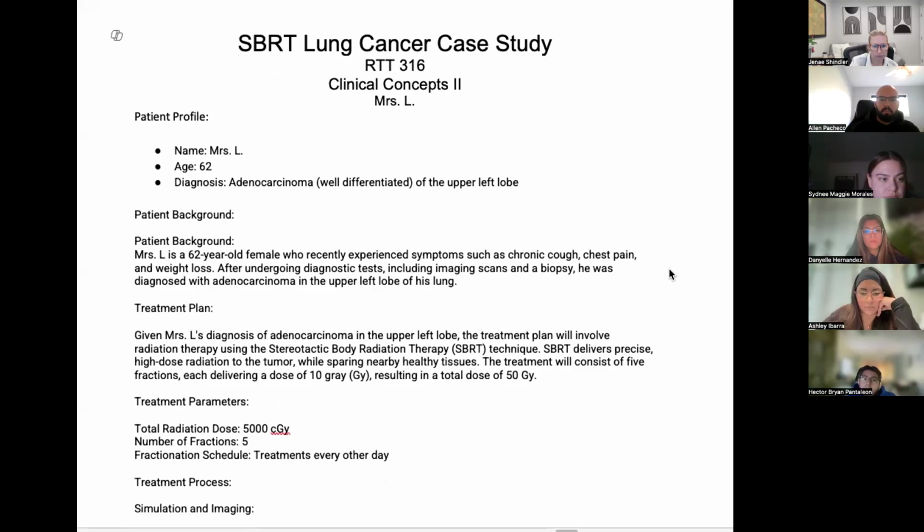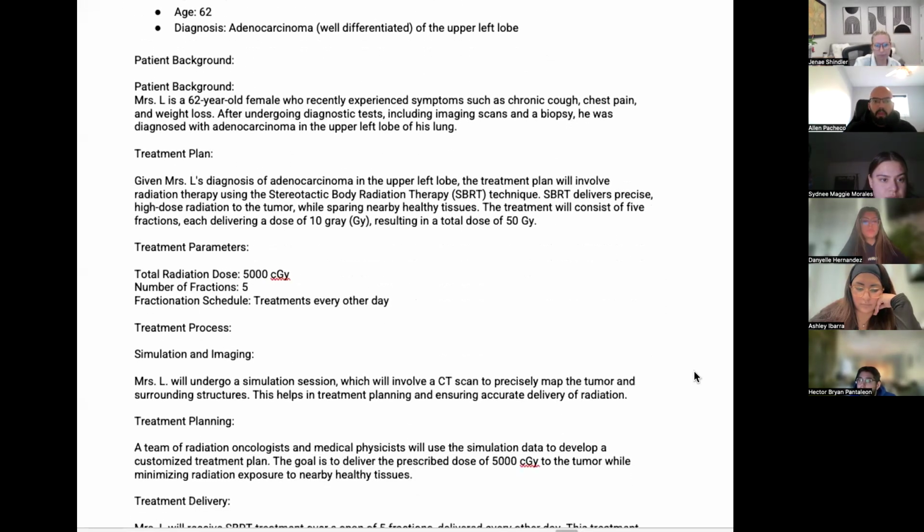Patient profile: name Miss L, age 62, diagnosis adenocarcinoma, well differentiated, of the upper left lobe. Alan, go ahead and do patient background. Mrs. L is a 62-year-old female who recently experienced symptoms such as chronic cough, chest pain, and weight loss. After undergoing diagnostic tests, including imaging scans and a biopsy, she was diagnosed with adenocarcinoma in the upper left lobe of her lung.